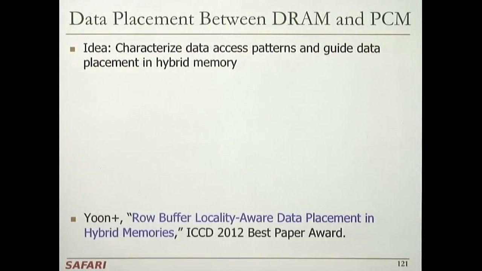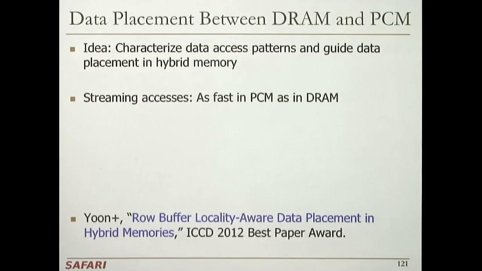OK, so I'll give you some quick ideas over here. One of the ideas is, if you can somehow characterize the data access patterns and guide the data placement, you can actually do much better than otherwise. And one simple idea that's true for many memory technologies: if you're doing streaming accesses, phase change memory is actually almost as fast as DRAM. Why? Because you have row buffers, or you can architect it to be almost as fast as DRAM. You have, let's say, the same row buffer in phase change memory that provides data at the same rate. And if you're doing streaming, you're bound by memory bandwidth, and phase change memory is good. So you should perhaps map your streaming accesses, data structures, to phase change memory.